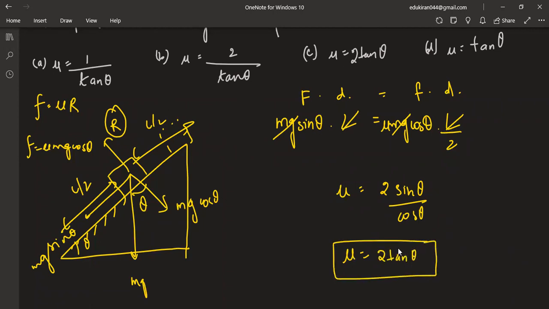So you can notice the calculations are not lengthy in laws of motion. It's just that the FBD is a little difficult. Once you are through with this, the calculation is easy. You just have to check which forces are balancing each other.